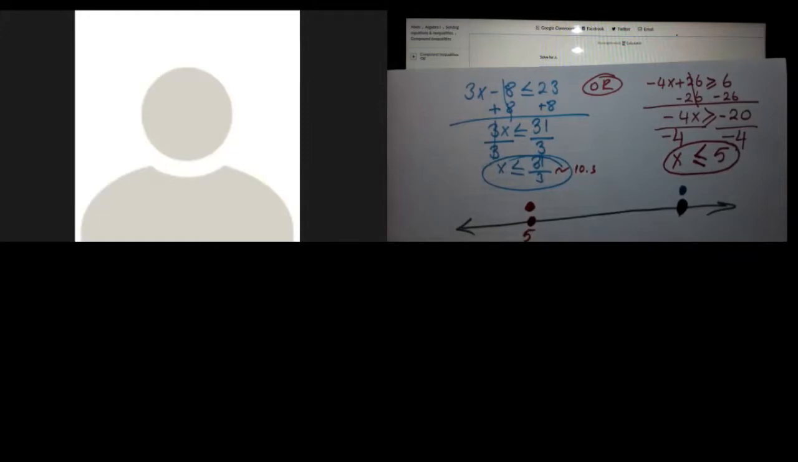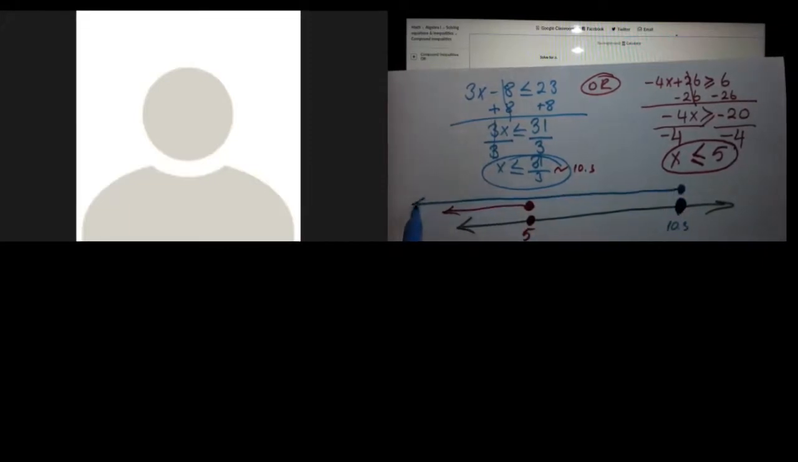There we go. Now let's mark that. x is less than or equal to 5. All the less than or equal to goes this way. And x is less than or equal to 10 something. Let's write this, 10.3. And it goes like this.